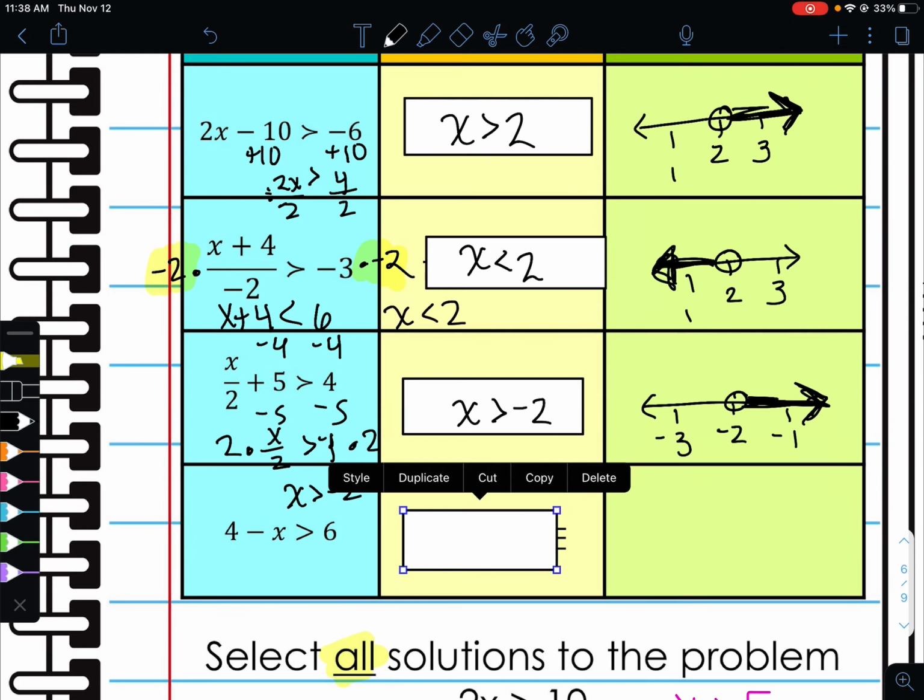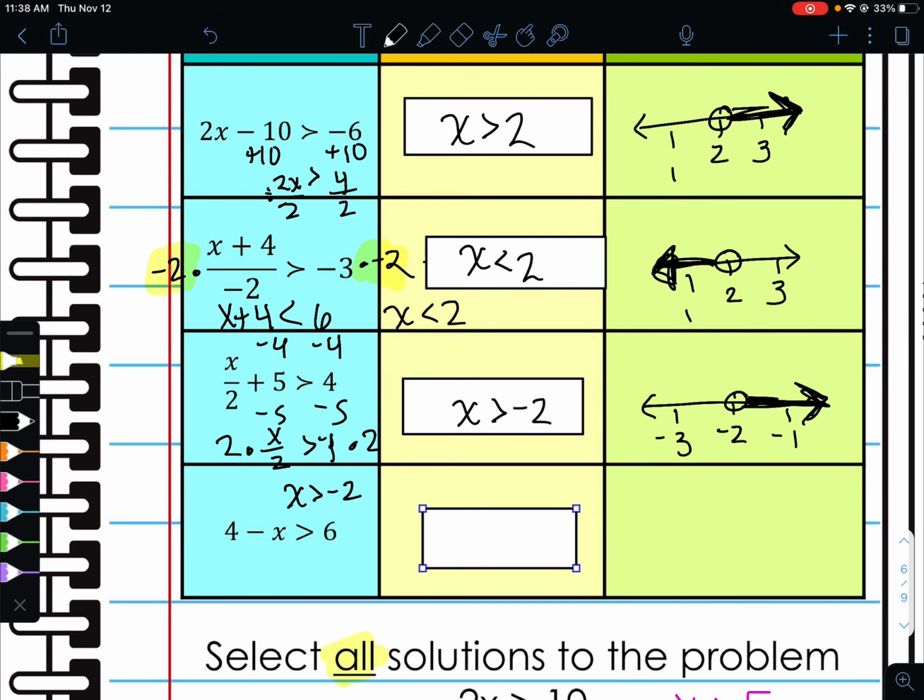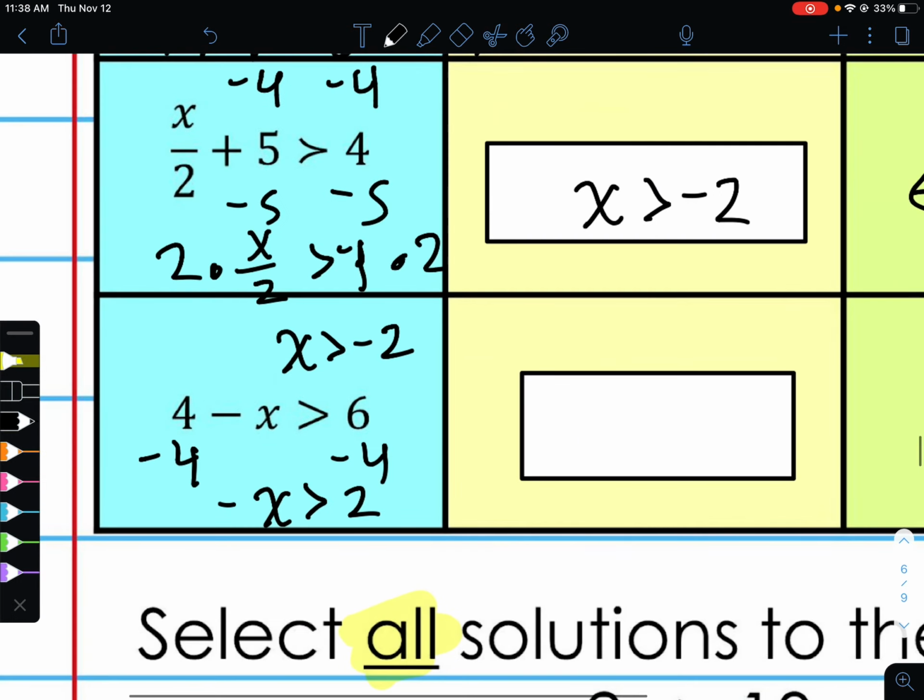The last one's probably the trickiest of both of these, and we're going to subtract 4 on both sides, so we get negative x is greater than 2, and then I'm going to divide both sides by negative 1, so I get x is less than negative 2. You got to make sure you bring that negative down with the x.